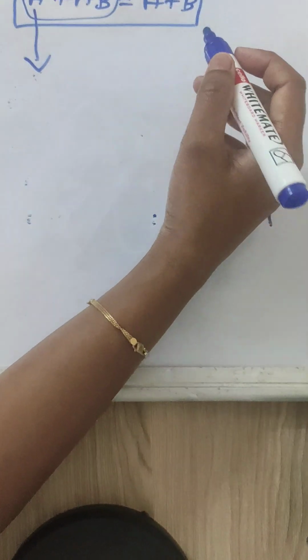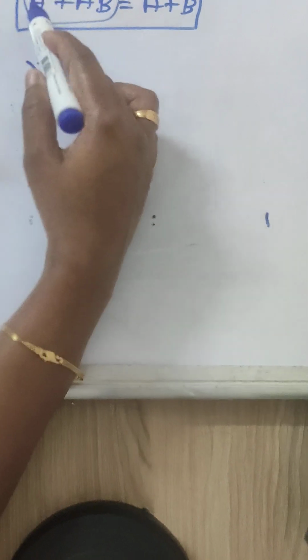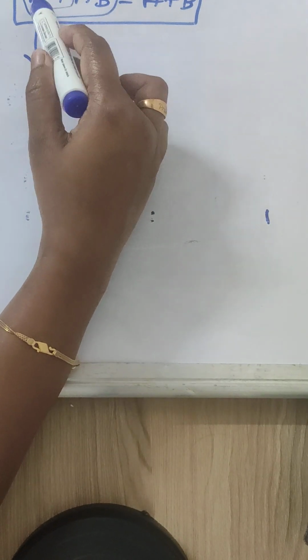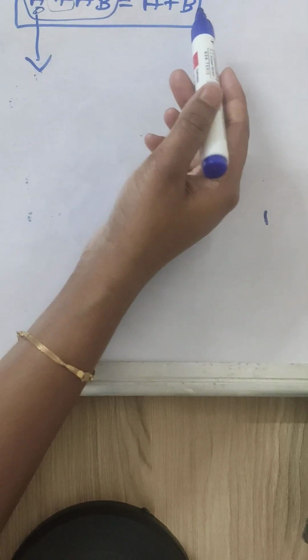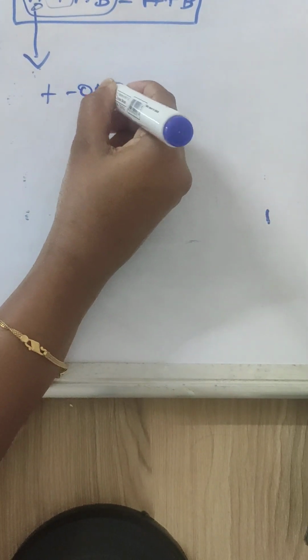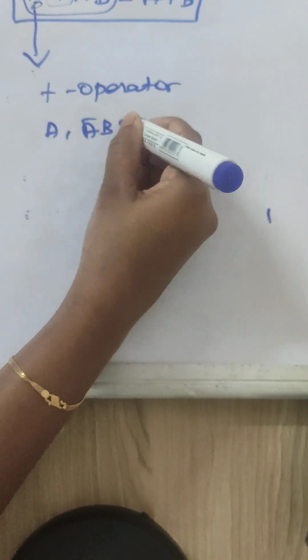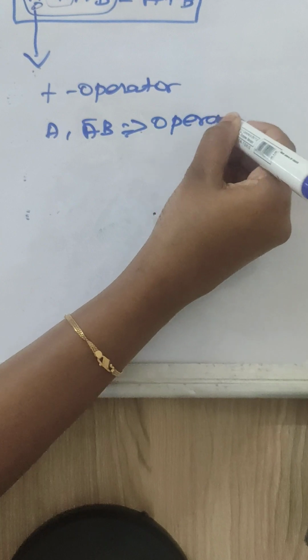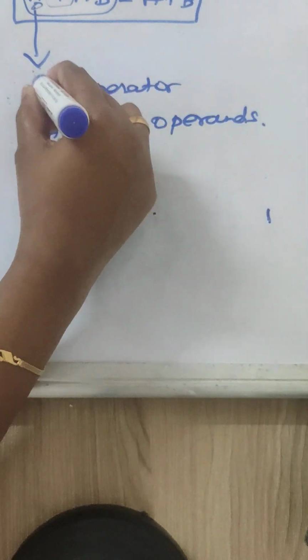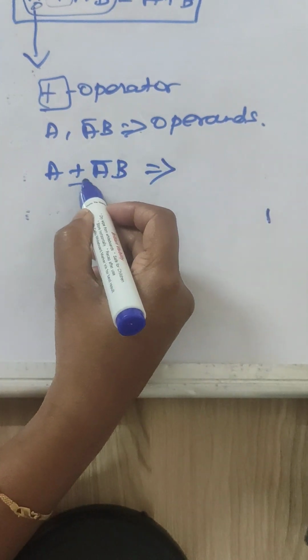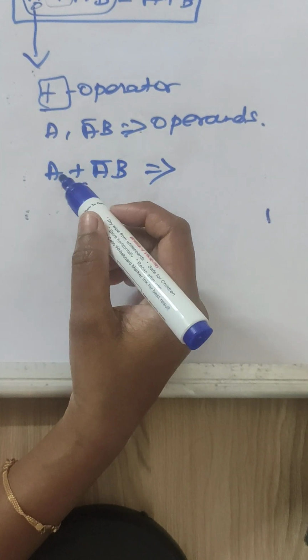If you see here, A is one of the inputs for the OR gate. Generally, what about the OR gate? We know if one of the operands of the OR operator is high, it will make the output high. So here A and A bar B are the operands of this particular operator. This is our A plus A bar B, so our operator is plus.